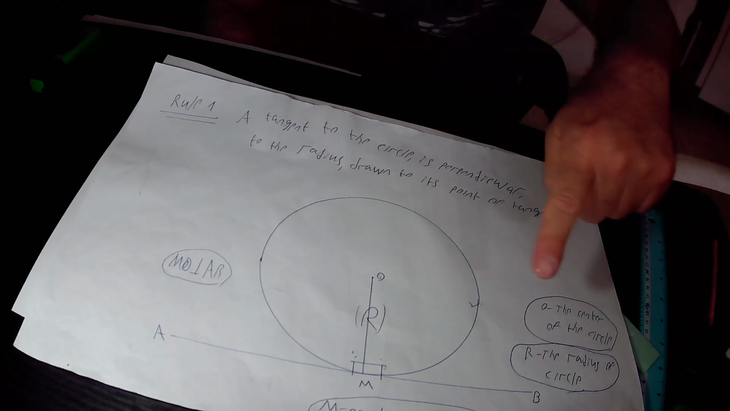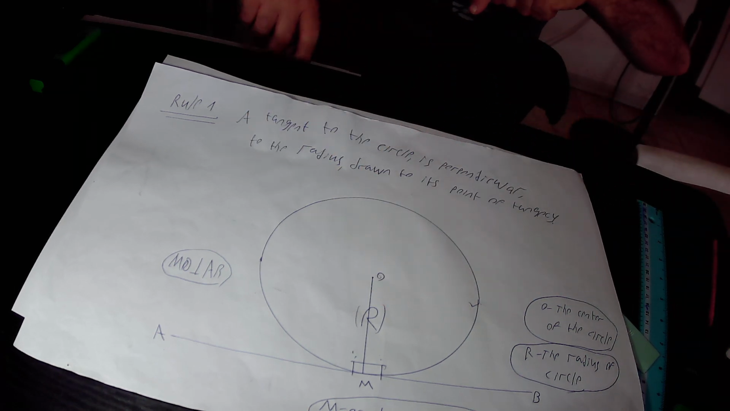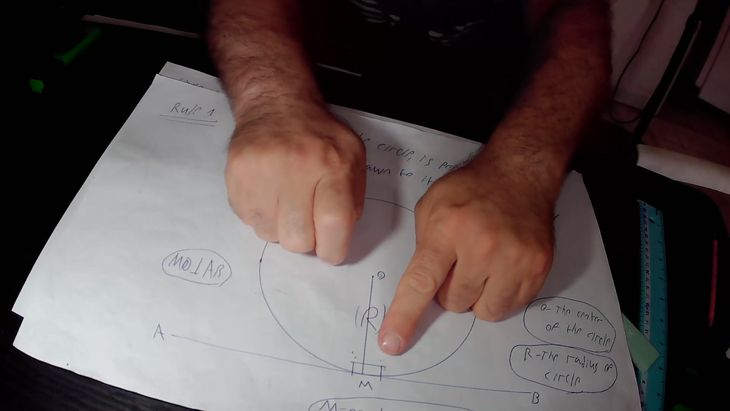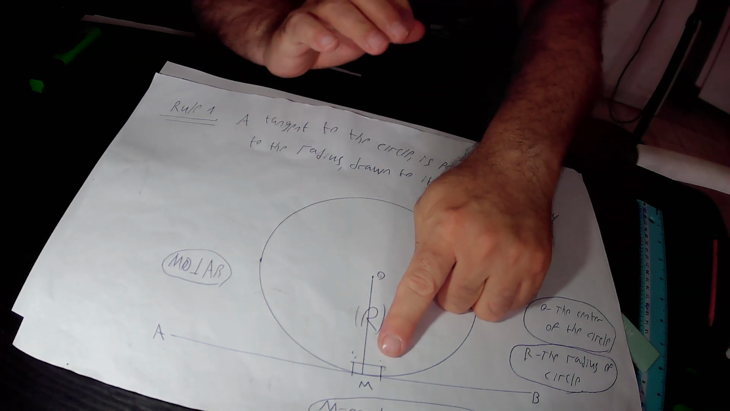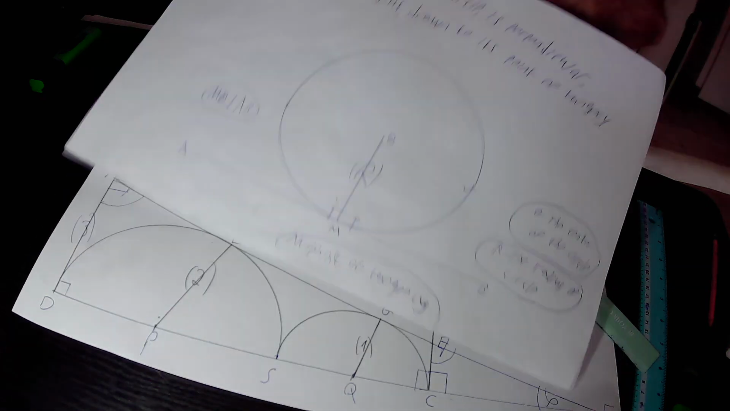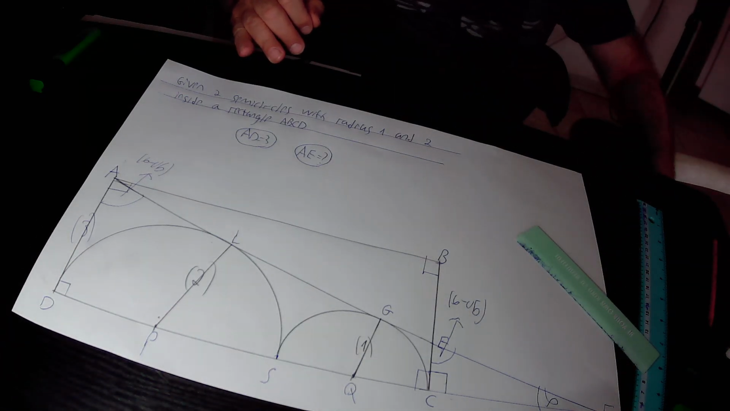If AB is perpendicular to MO, it means that this angle equals 90 degrees, and this angle also equals 90 degrees according to this rule, rule 1. So we can actually implement rule 1 in our drawing.